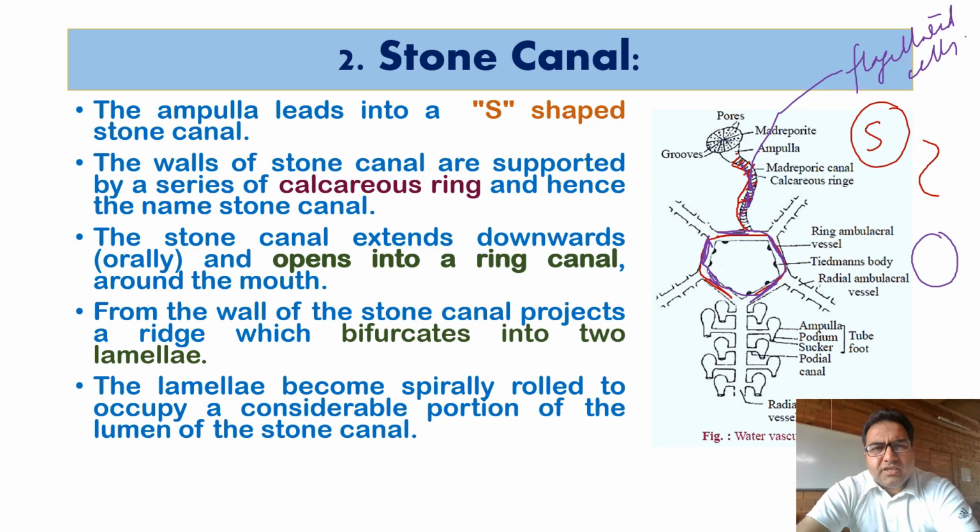In some species of starfishes, the lumen of the stone canal becomes very complicated due to extensive development of the lamellae. Most of the pore canals from the Madreporite open into the stone canal, and the rest open into the axial sinus. The stone canal serves as a pump that drives the circulation of the seawater.